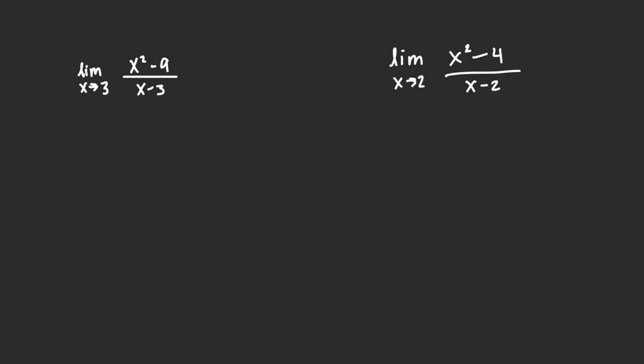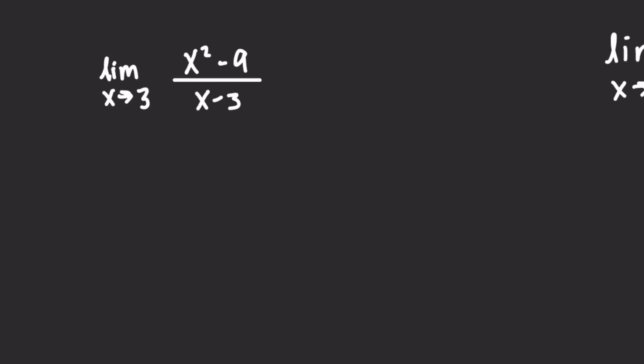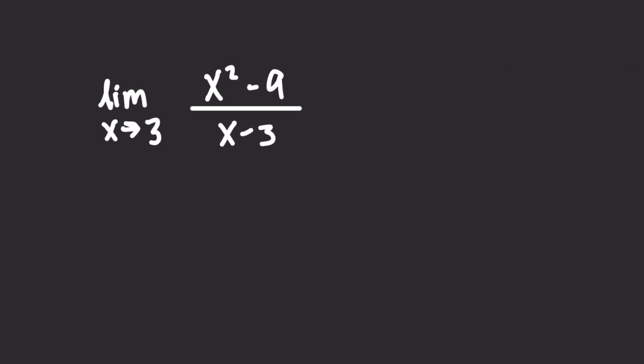Today we will be solving limits by factoring. I got two examples here. We're going to get started with this first one. This says the limit as x approaches 3 of x squared minus 9 over x minus 3.